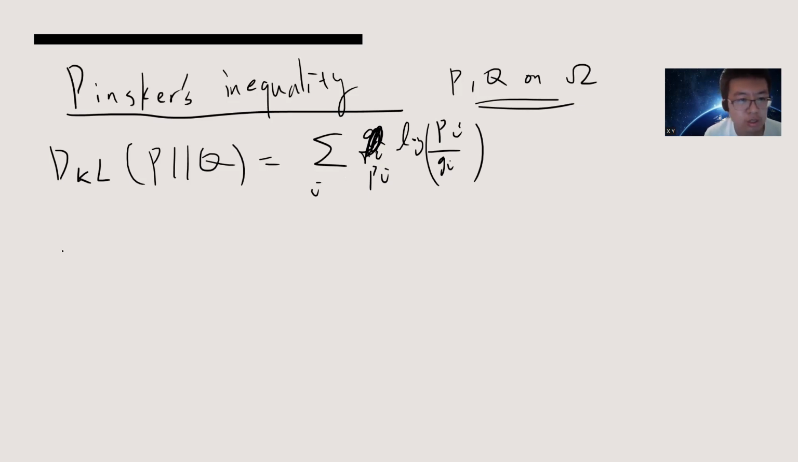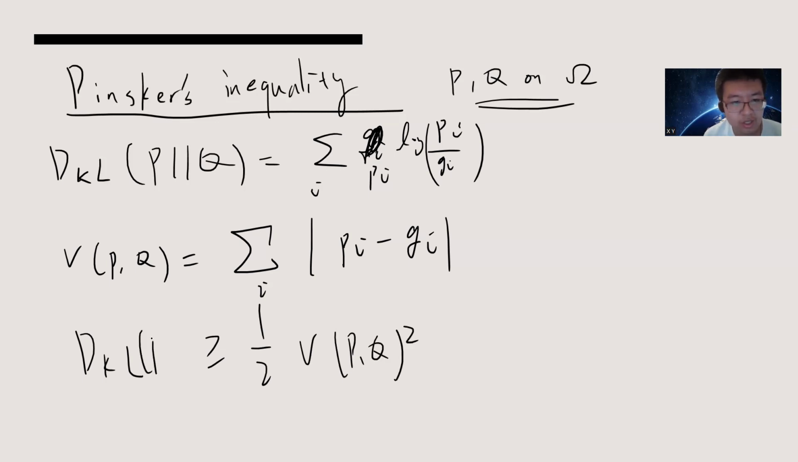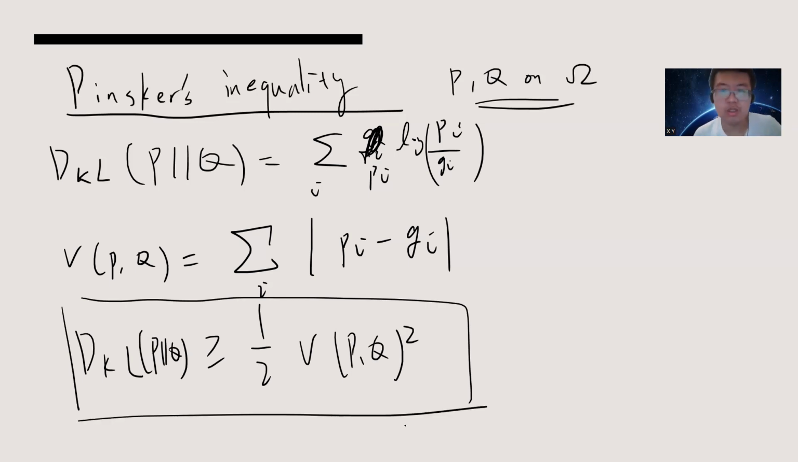And you can define V(P,Q). This is called the total variation distance, for a non-normalized version. Basically, just the sum over i of the absolute value of P_i minus Q_i. So Pinsker's inequality tells you that your KL divergence is greater than or equal to half of V(P,Q) squared. So this is the version.